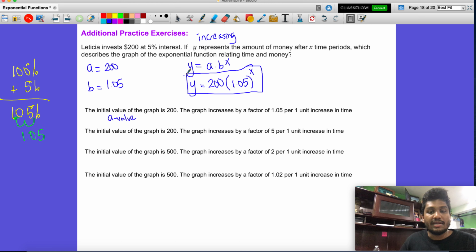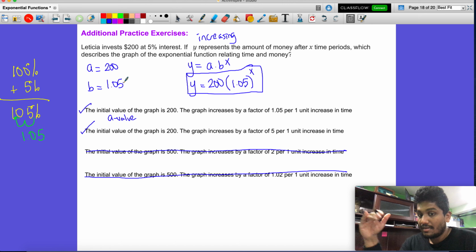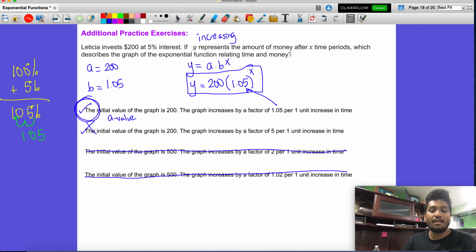Okay, so let's go through each one. So we know for a fact it's 200. So it could be this. The initial value is 200. Good. The initial value is 500. Bad. You don't need that anymore. The initial value is 500. That's not true. Okay, the graph increases by a factor of 1.05 per 1 unit of increase in time. The graph increases by a factor of 5 per 1 unit in time. We know that it's going up 5%, but that's the same thing as saying 1.05. That was our B value right there. So this would not be right. It would be the first one.